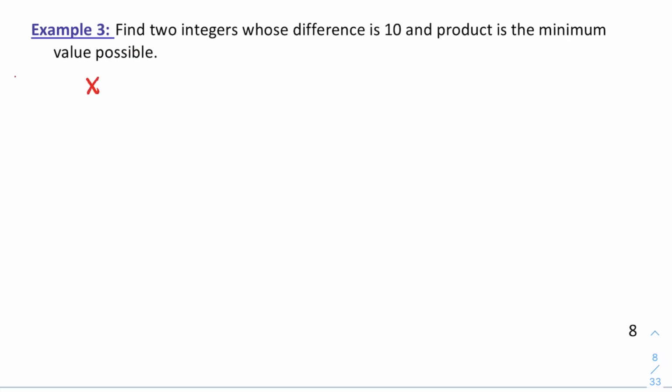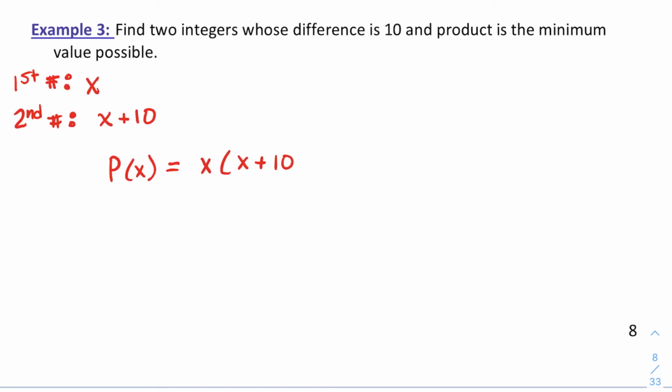This one, I'm looking for two integers whose difference is 10 and whose product is the smallest value possible. So let's say my first number is x. If they're going to have a difference of 10, that means they need to be 10 apart. So I can make my second integer x plus 10, because if I subtract those two, one's 10 bigger than the other. Now I'm looking for the specific numbers that have the smallest product possible. So the product of these two numbers is x times (x plus 10).